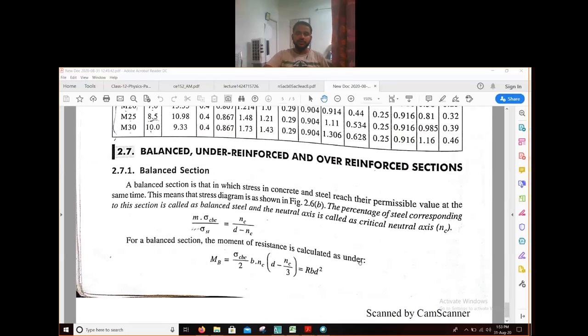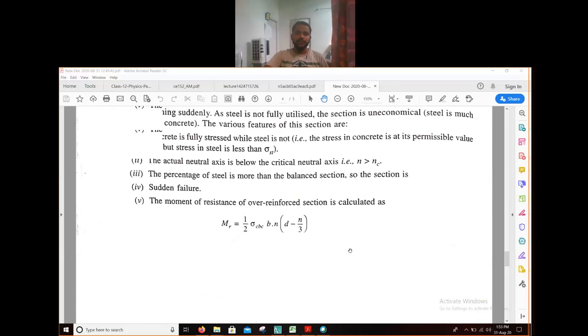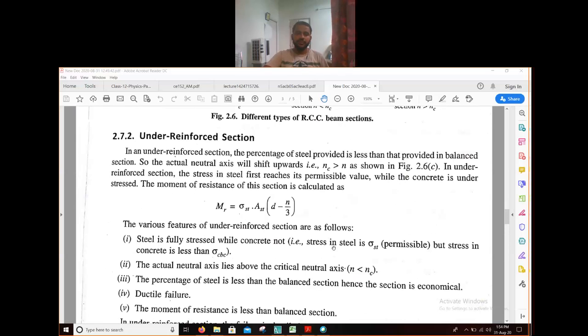You can see the formula in this way. See this one. We are using sigma st, not sigma cbc formula. The moment of resistance is calculated by this formula.